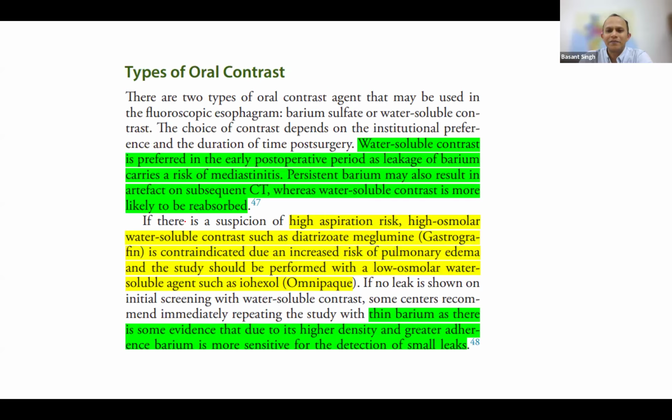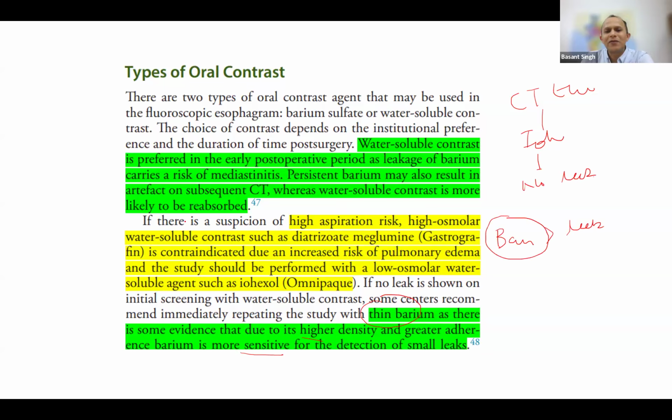If you have no leak, so suppose you do a CT esophagogram with say iohexol, and you see there's no leak. Then some centers recommend a thin barium, as there is some evidence that due to higher density and greater adherence, barium is more sensitive for detection of small leaks. So overall, barium is more sensitive for leaks. So if they ask you what is the most sensitive modality to see for leaks, that should be barium.